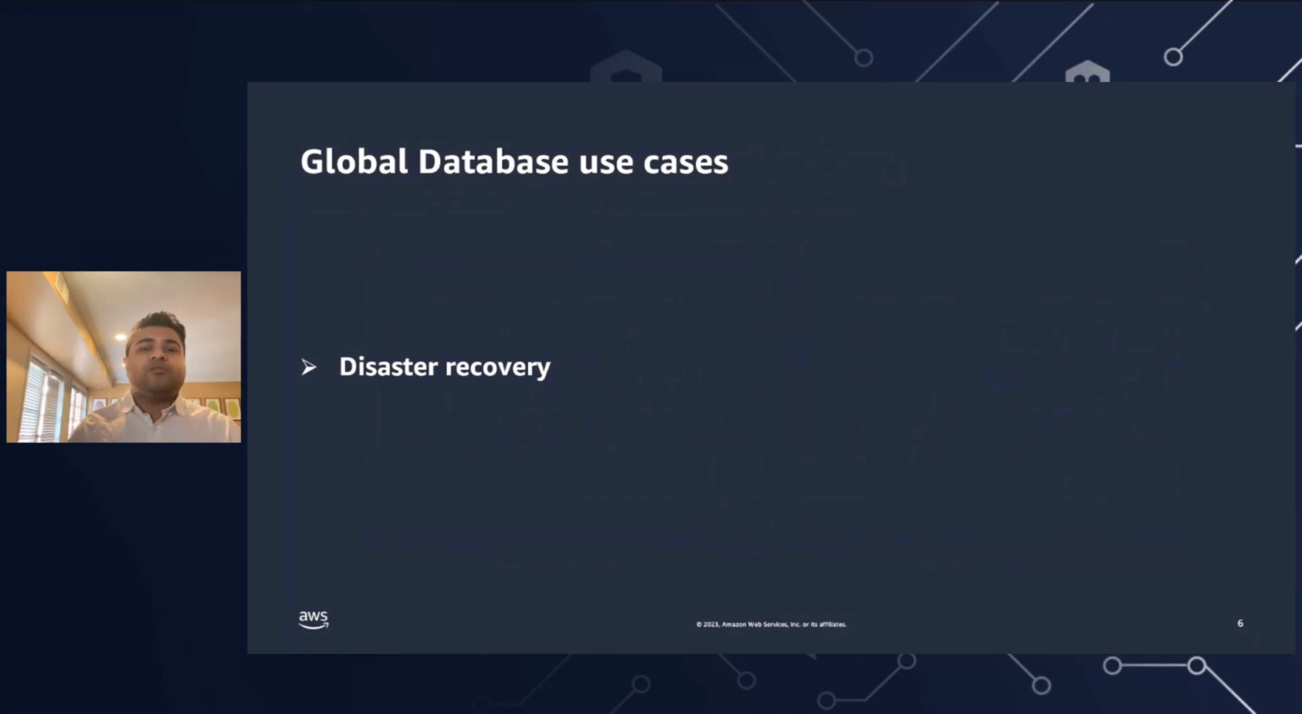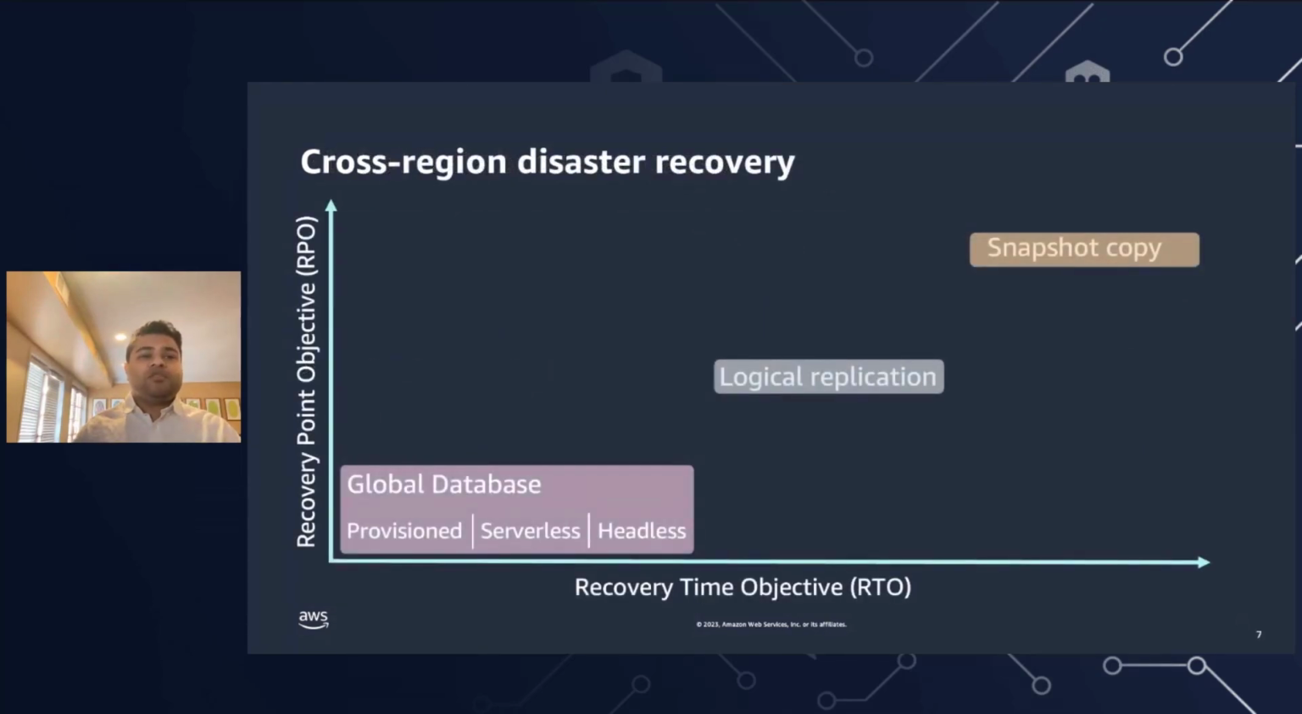Now, I want to dive into 3 key use cases, starting with disaster recovery. When it comes to disaster recovery across regions, you could avail one of 3 options. You could either create a snapshot copy of your data across regions. However, in case of a disaster, you would have to restore the snapshot, hydrate the storage volumes, and provision capacity. All of these steps would increase your recovery time objective.